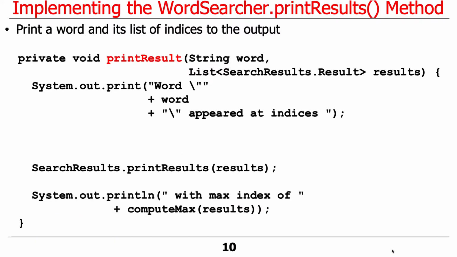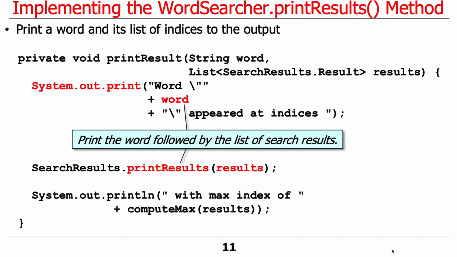So here's what printResult looks like. PrintResult, as you can see, is going to take a word, which is the key, and the list of SearchResult objects as the value that's just passed in here. And it's going to print the word, followed by the list of search results. So there's a method called printResults. You pass in a list of search results, and it'll print it.